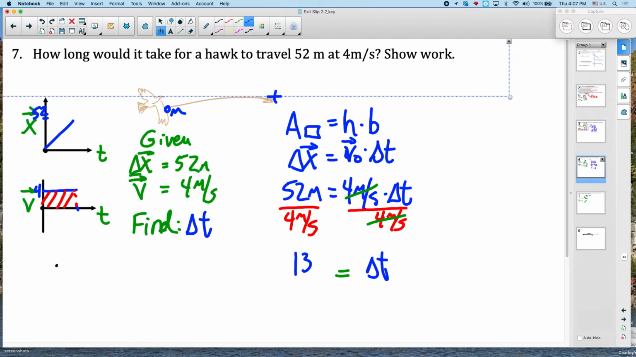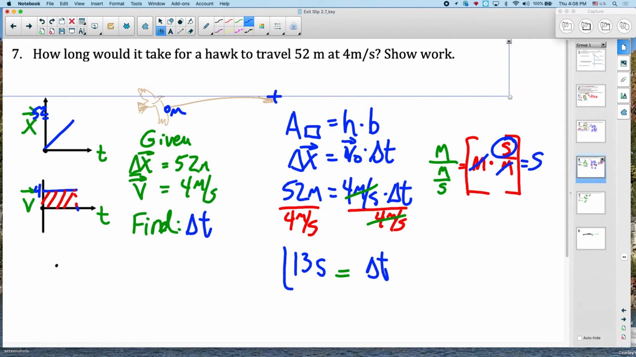And so we've got a meter per second divided by meter per second. And you may have remembered from math class, whenever you divide by a fraction, it's the same thing as multiplying by the reciprocal of that fraction. In this case, we now have meters on the top and bottom of that fraction, which cancels out, which leaves us with just seconds, which is really good because that's what we were trying to find with change in time. 13 seconds is how long that would take.